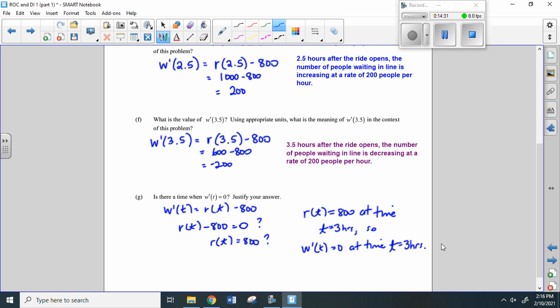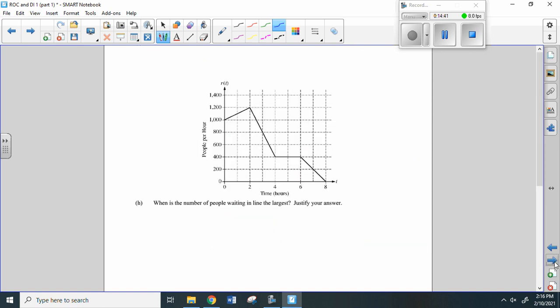Okay, so sometimes you just have to relate it back to what you're given. Well, that's the whole point. Anytime you answer these questions, you must relate it back to what you are given. All right, and then moving on to the last page, H says, when is the number of people waiting in line the largest? Okay, so that's like asking me for an absolute max.